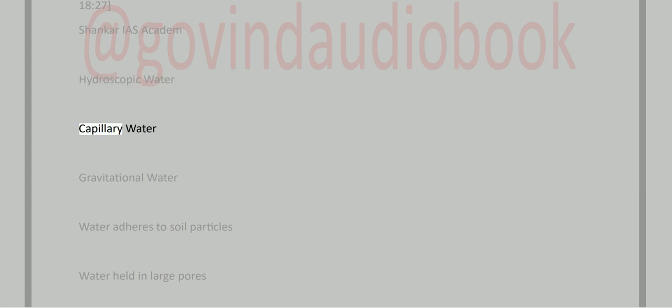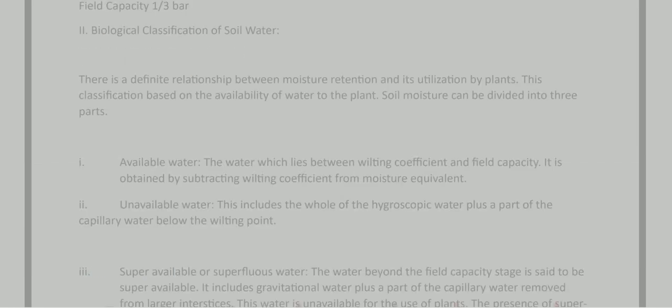Hygroscopic water. Capillary water. Gravitational water. Water adheres to soil particles. Water held in large pores available for crop use. Water drains through soil profile. Wilting point 15 bars. Field capacity 1/3 bar.